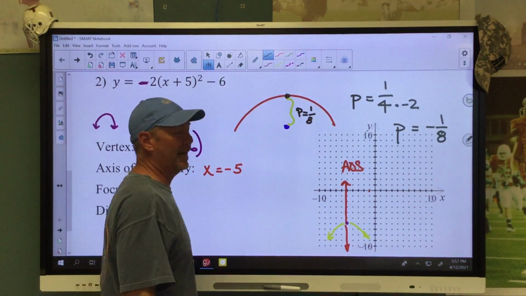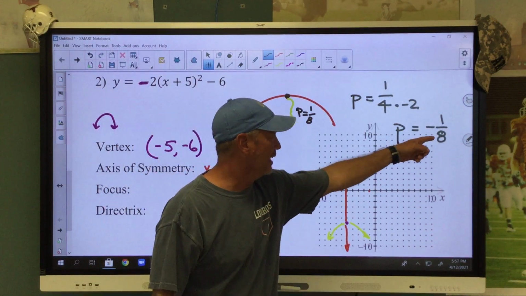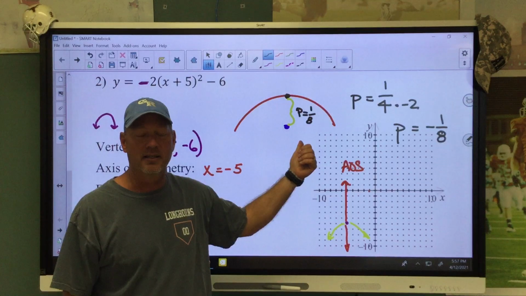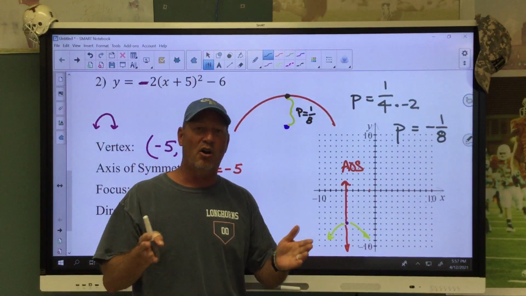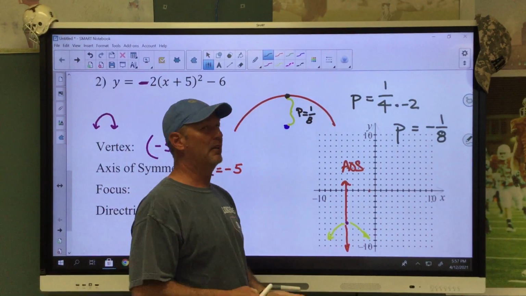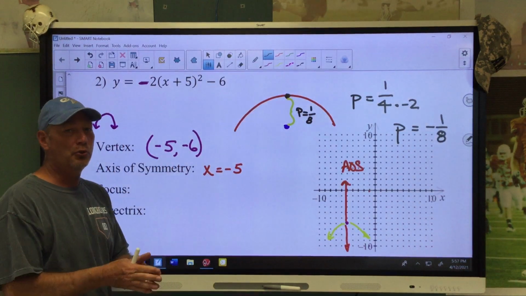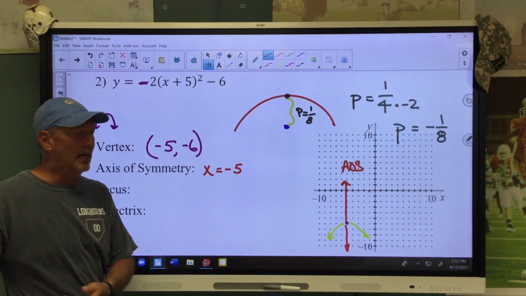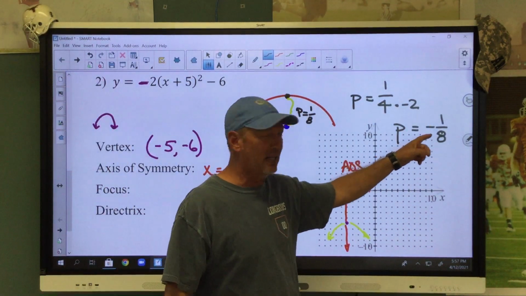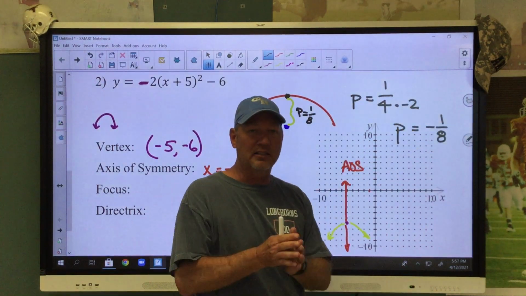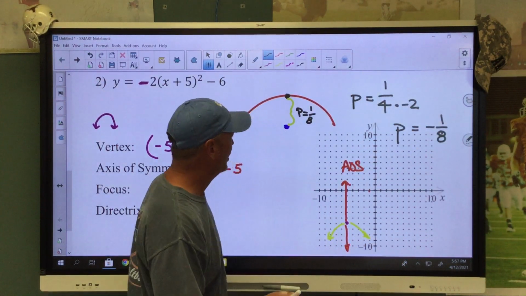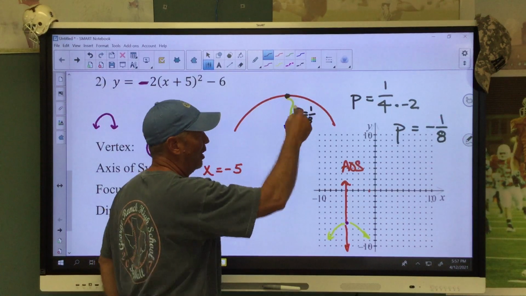Now you understand why I dropped the negative? Why is this not a negative? Why didn't I write that? Because distance is always positive. Even if you take a step backwards, you've taken a positive distance, okay? So I'm not really concerned about the negative or the positive. Distance is always positive. So we're going to go down 8.